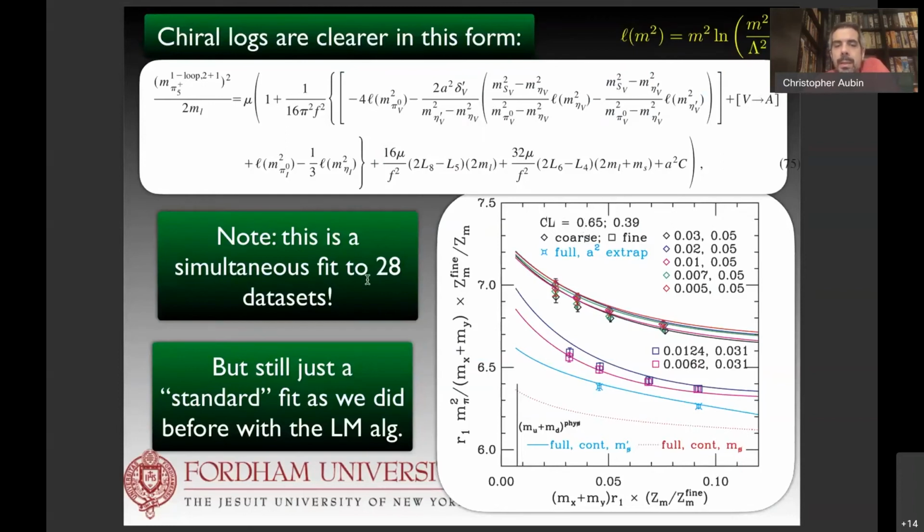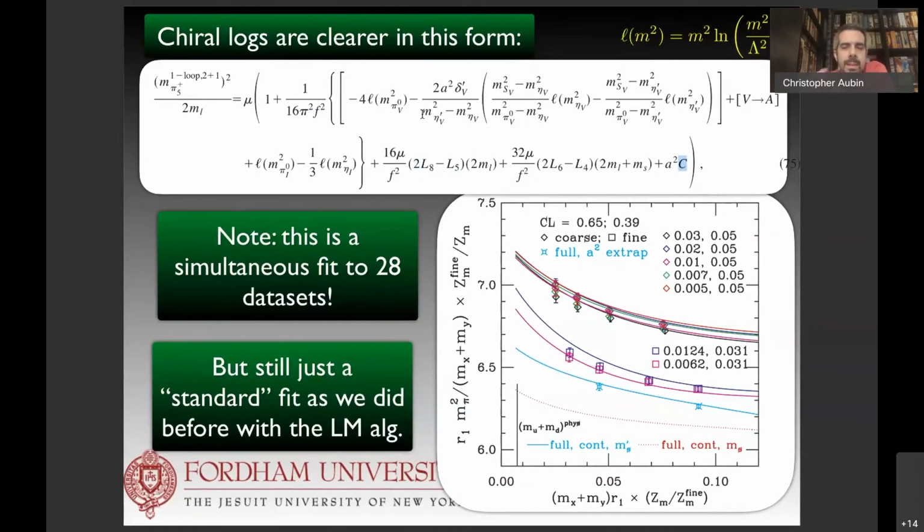Now I want to point out that this is a simultaneous fit to 28 different data sets to this expression up here. Because for every input quark mass, the pion masses and the eta masses, all those masses change and are different. So we have all these different values of those expressions. This F here is a fit parameter. The mu is a fit parameter to get the full expression. These low energy constants, the L8s and L5s and whatnot, and this C, which is unphysical, are fit parameters.